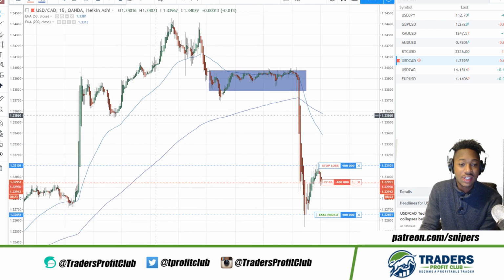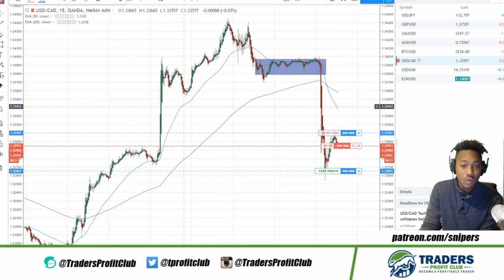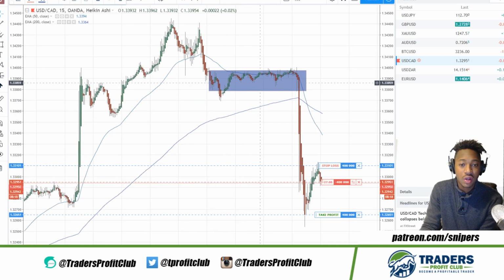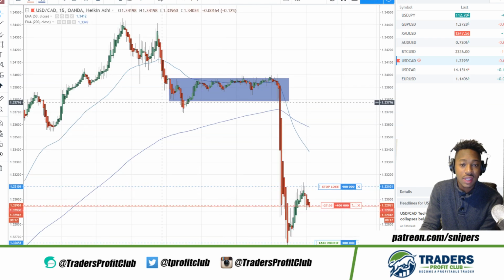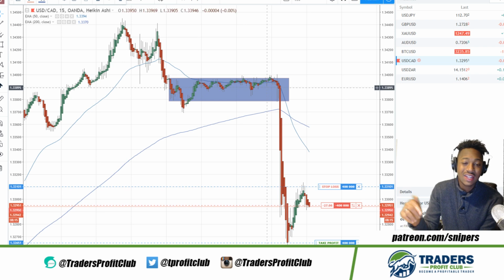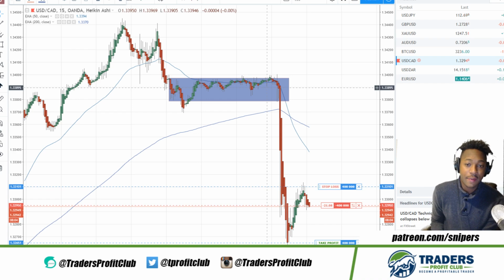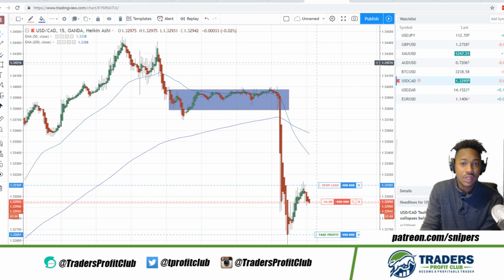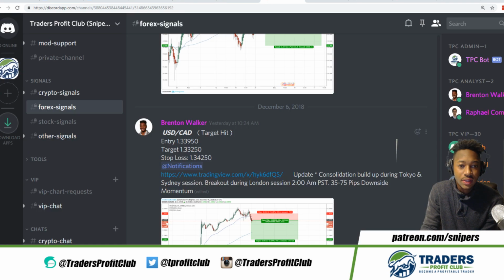So as you guys can see, the same thing happened here with the USD CAD, USD Canadian dollar. The consolidation buildup was right here until I actually had it in the Discord group. I called out when the market was going to break out. I said that consolidation during Tokyo and Sydney session, we'll see a percentage. Actually, I'll show you guys right here. It was in our Discord group. I made this right here.